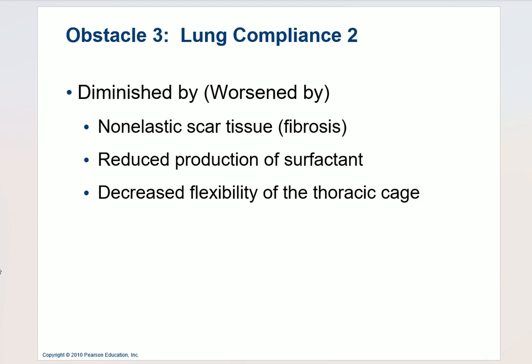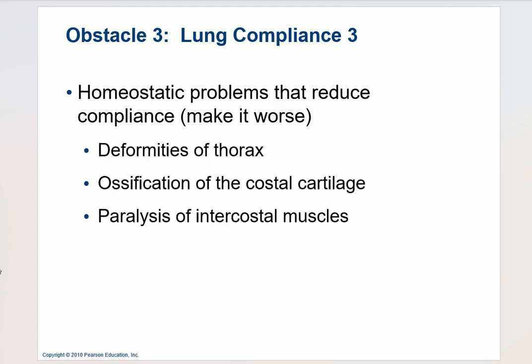Number 3, the decreased flexibility of the thoracic cage. Lung compliance is diminished by reduced flexibility of the thoracic cage. If the ribs are getting arthritic, right, they're not able to pivot as easily, then the lungs can only expand to where those ribs can rotate to. So that's going to cause your lung compliance to be reduced.